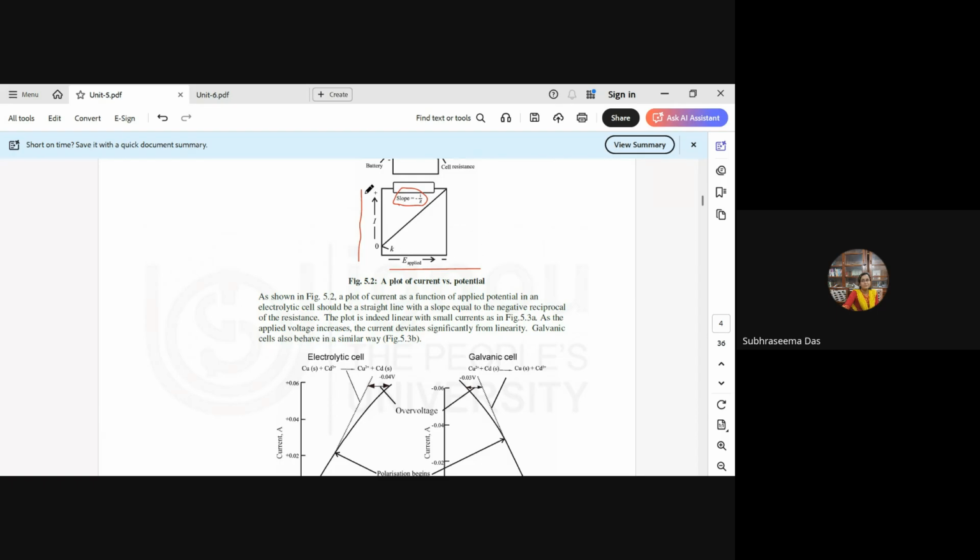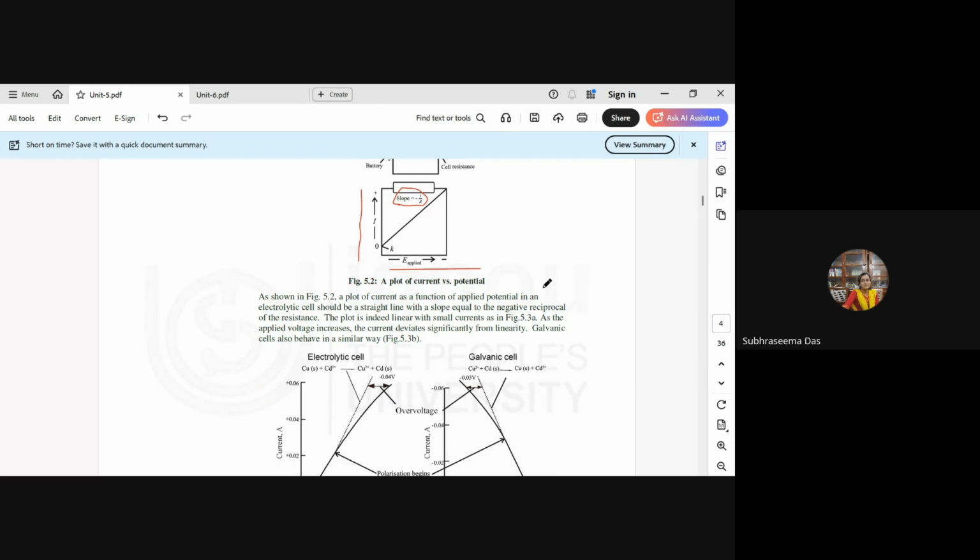That is, theoretically speaking, what should be the nature of the I versus E curve? Here I is taken on the y-axis and the potential on the x-axis, and if you plot this, it is a straight line, and the slope of this plot is minus 1 by R.